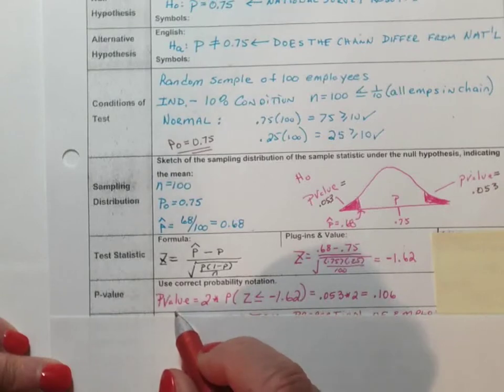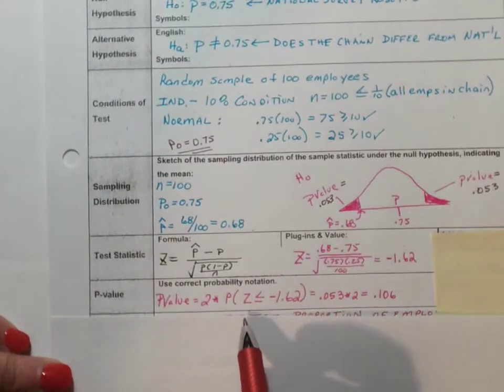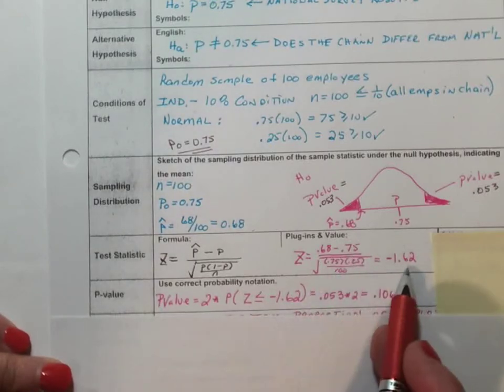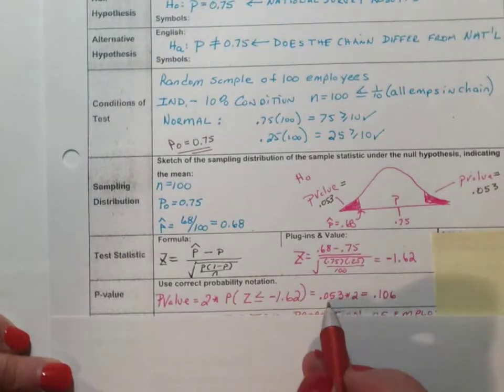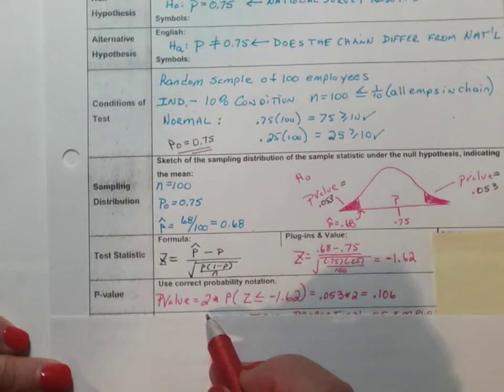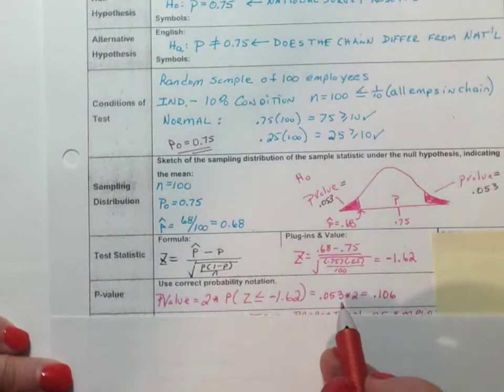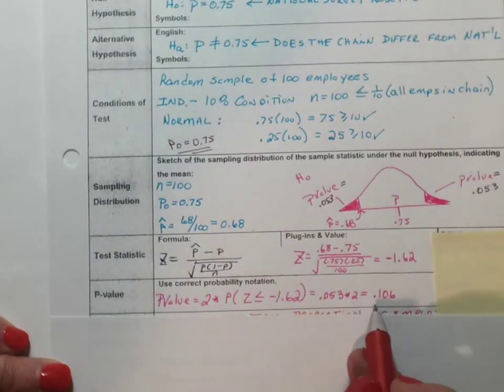The p-value is going to be 2 times the probability that z is less than or equal to negative 1.62. You can use normalcdf to get this number right here, 0.053. But remember, this is a two-tailed test, so you have to multiply it by 2. So you're getting a very large p-value, 0.106.